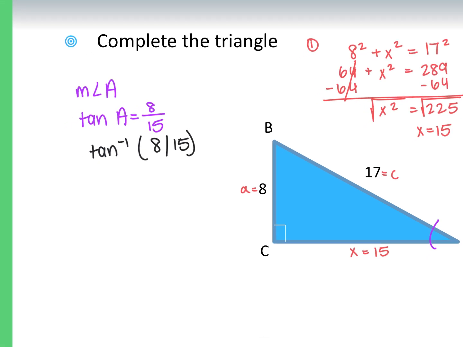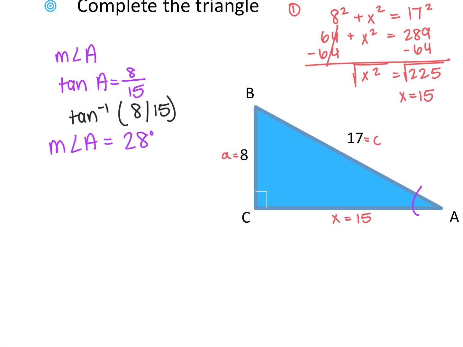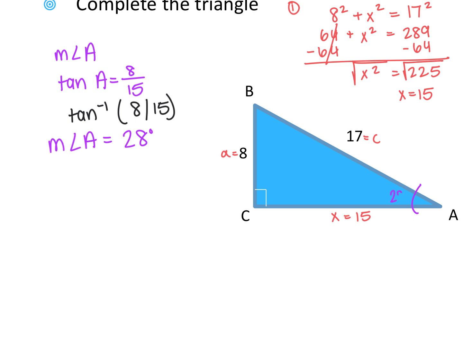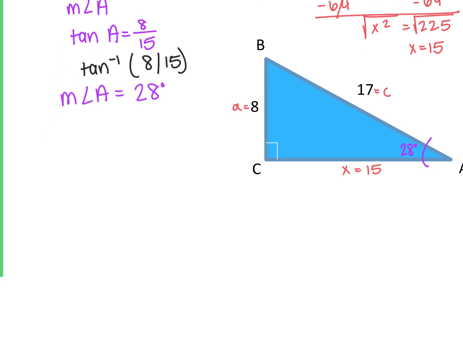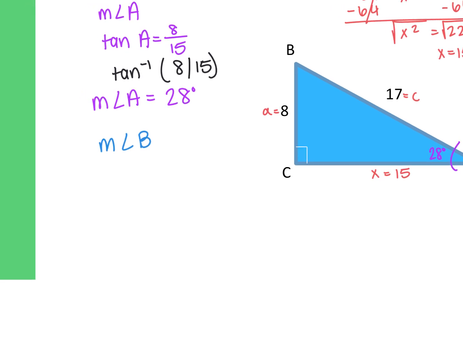And what would you get for the measure of angle A? 28 degrees. How do I solve for the measure of angle B? Good, I could subtract from 90. For sure I can. So the measure of angle B, you could do it 2 ways, and I'm going to write both ways. Yes, 90 minus 28, that's going to give me 62.